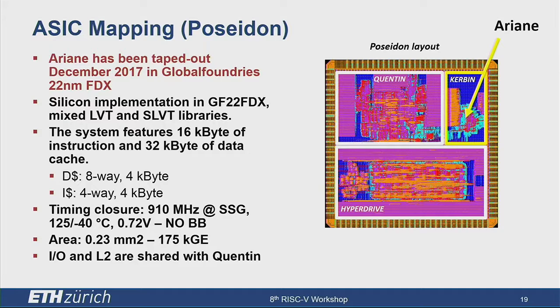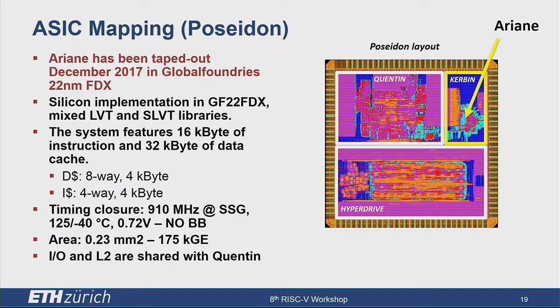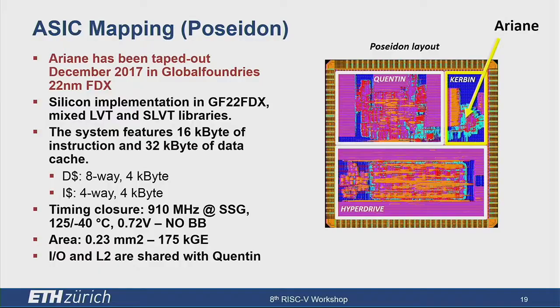Davide also talked a little bit about our ASIC efforts, and we are quite proud of those. Ariane has been taped out as well. What Davide was talking about was Quentin on the top left, and there is a small block on the right, which is Kerbin, this SoC, and I'm sharing the I/O and the half megabyte of L2 with Quentin. So I could really concentrate on implementing the core. I was able to close timing at 910 megahertz, but those are SSG numbers. We are getting those chips back, and I'm really happy to then report the real numbers we are getting under real-world conditions. The cache is configurable, and that way was 32 kilobyte and 64 kilobyte.